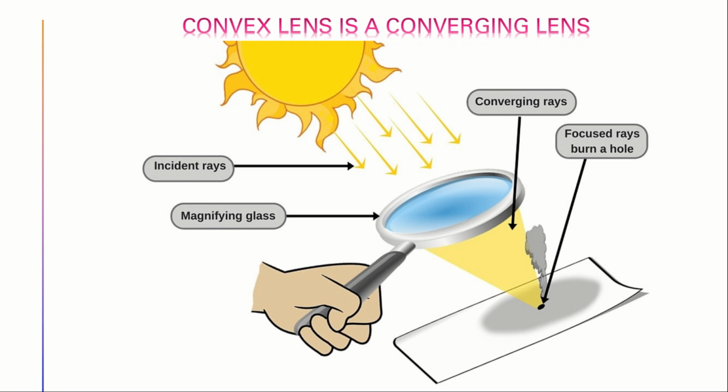I hope you understood this. So these are the primary basics of refraction through spherical lenses. The image formation and the sign convention I will be doing in my next video.